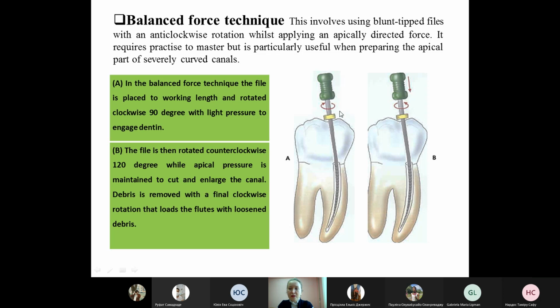In this technique, the instrument is inserted inside the root canal to the working length, and then rotated clockwise 90 degrees with a light pressure to engage dentine. Then the file is rotated counterclockwise 120 degrees while apical pressure is maintained to cut and enlarge the canal. Debris is removed with the final clockwise direction and retraction. So this technique is basically used for curved root canals with specialized flexible files.